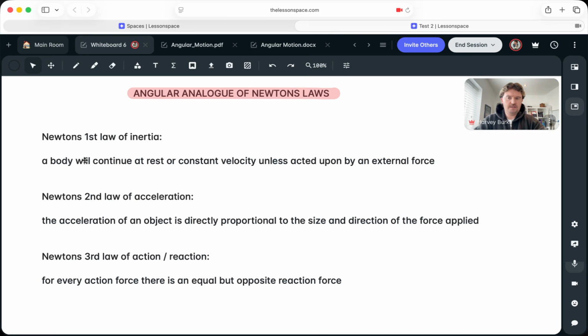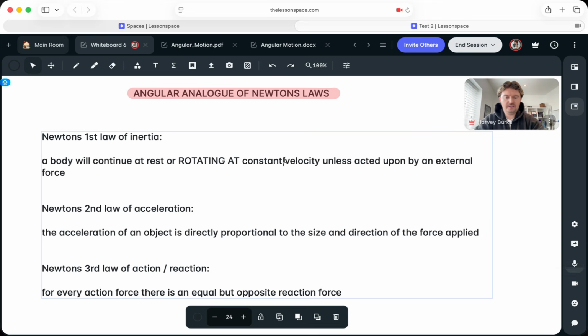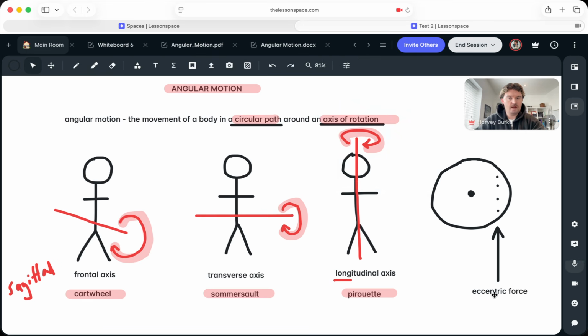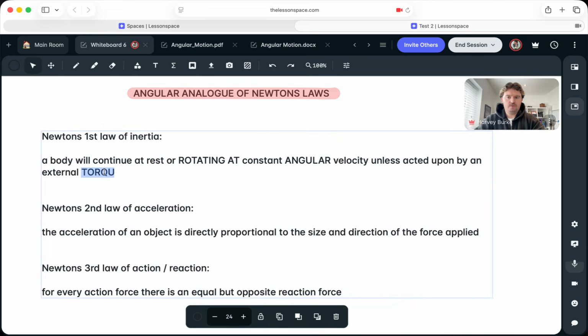So the way that we'd subtly change this is we'd say that a body will continue at rest or rotating at constant angular velocity unless acted upon by an external torque. And a torque and an eccentric force are the same thing. So this eccentric force here, you could also call that a torque. So basically every time that you mention the word force, you just replace it with torque.